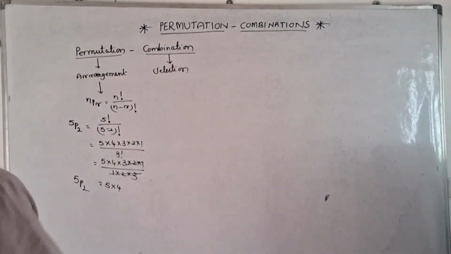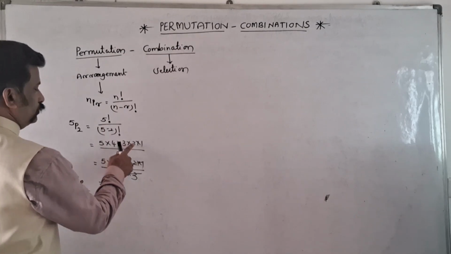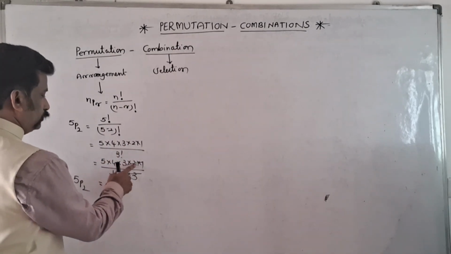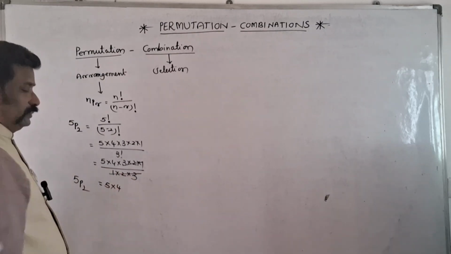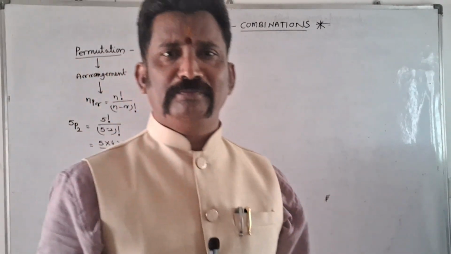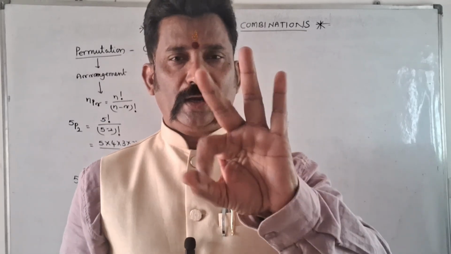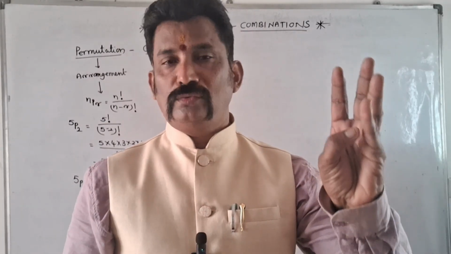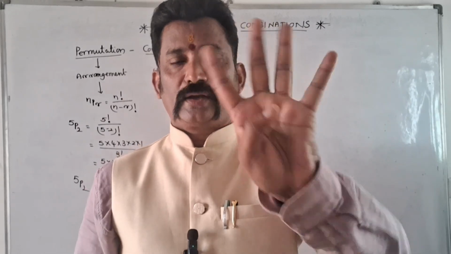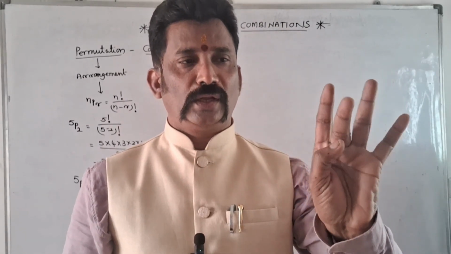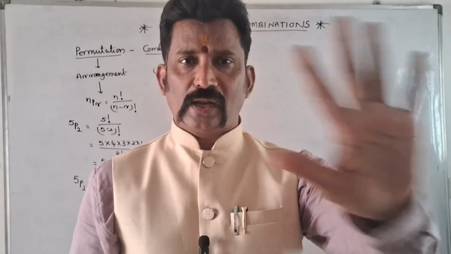Here 5P2 is equal to 5 factorial by 5 minus 2 factorial. So 5 factorial means 5 into 4 into 3 into 2 into 1 by 3 factorial, which is 5 into 4 into 3 into 2 into 1 by 1 into 2 into 3. Factorial factors, enough. 3 factorial, 3 factors: 1 into 2 into 3. 4 factorial: 1 into 2 into 3 into 4, 4 factors. 5 factorial: 1 into 2 into 3 into 4 into 5, 5 factors. Just like this.